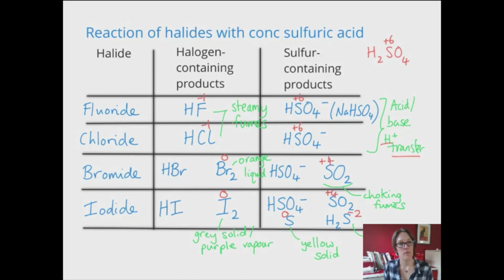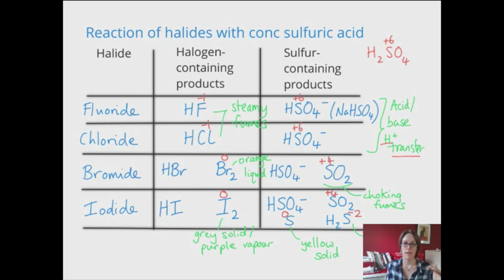But bromide is only able to reduce sulfur to +4 and can't reduce it any lower, whereas iodide can produce sulfur and H2S. Now, you may see different things in different questions. Under certain conditions, maybe hotter or even more concentrated acids, sometimes bromide might be able to produce sulfur, but generally, the lower down the group we are going, the better they are as reducing agents, the ions.